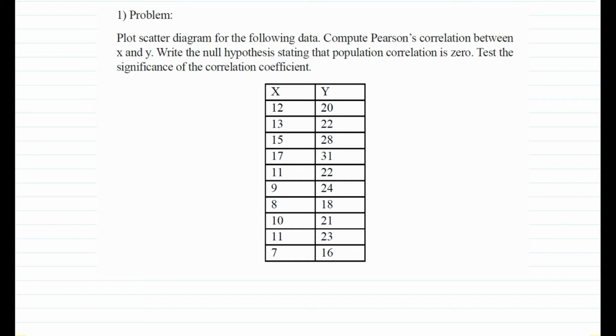Question number 1. Plot the scatter diagram of the following data. Compute Pearson correlation between X and Y. Write the null hypothesis stating that the population correlation is 0. Test the significance of the correlation coefficient. So in this video we're gonna solve question number 1, the unsolved question of our IGNOU book, with the Pearson r score formula.